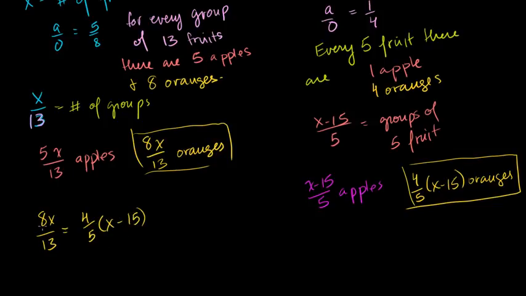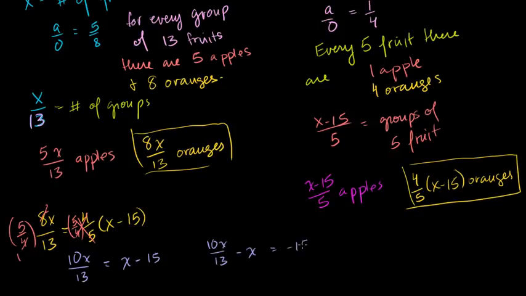And maybe the best way to do this, let's multiply both sides of the equation times 5 over 4. So times 5 over 4, times 5 over 4. These cancel out. That just becomes 1. What does this become? You get a 4 divided by 4. You get a 2 there. This becomes 10x over 13. 10x over 13, that's the left-hand side, is equal to x minus 15. Now let's subtract x from both sides, and we get 10x over 13 minus x is equal to minus 15.